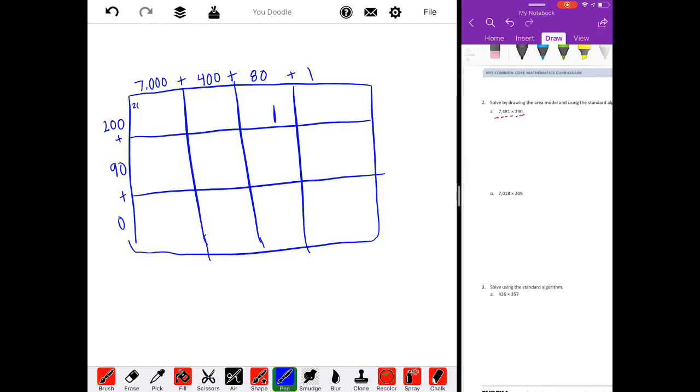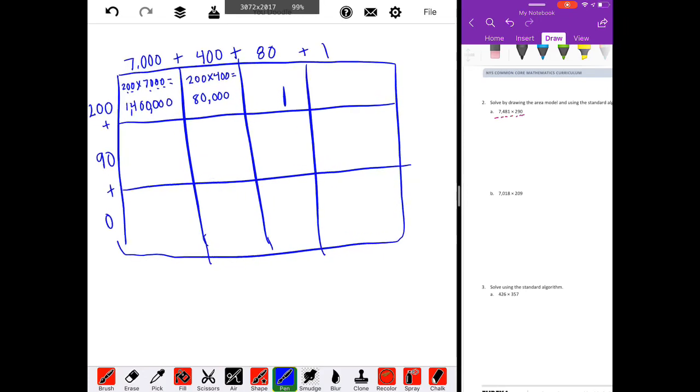So we have 200 times 7,000 will equal 14 with 1, 2, 3, 4, 5 zeros. So 1,400,000. 200 times 400 equals 80,000. Then we have 200 times 80, which is equal to 16,000. And 200 times 1 equals 200.